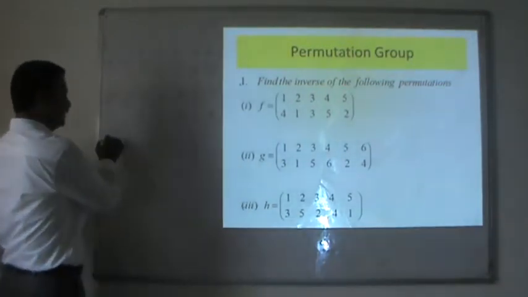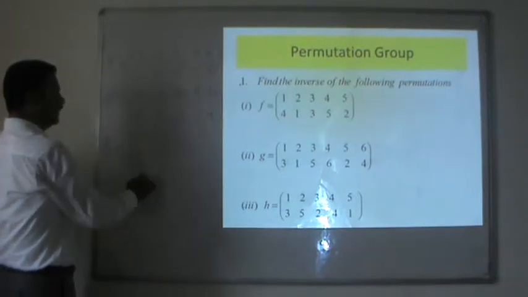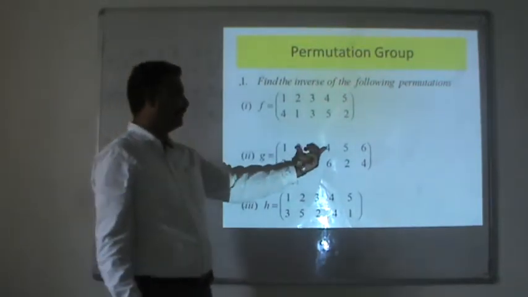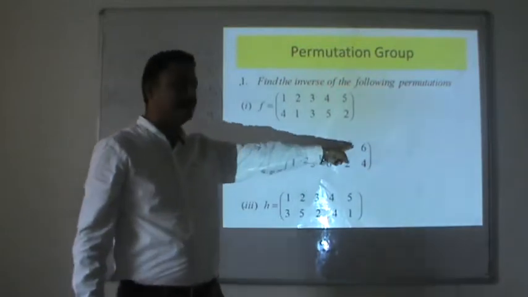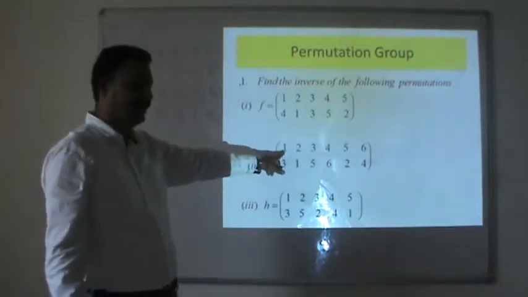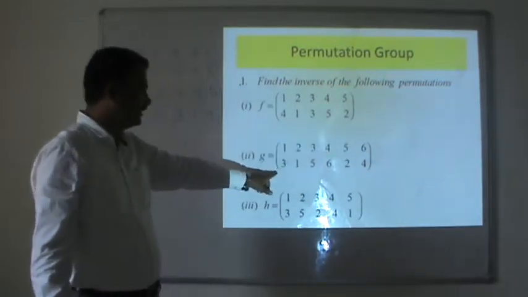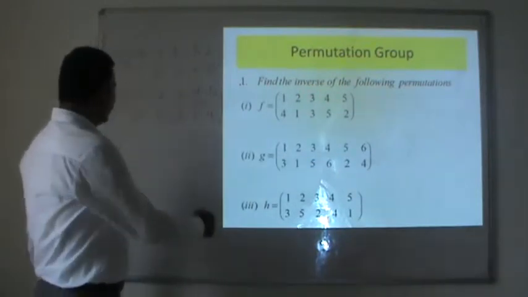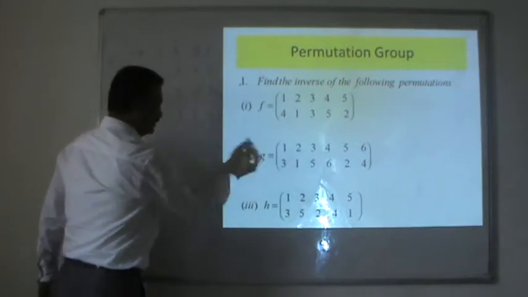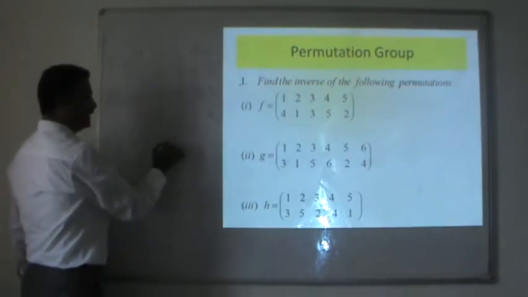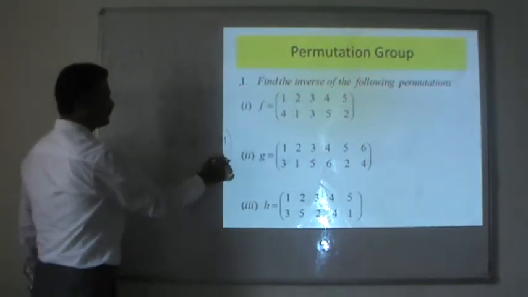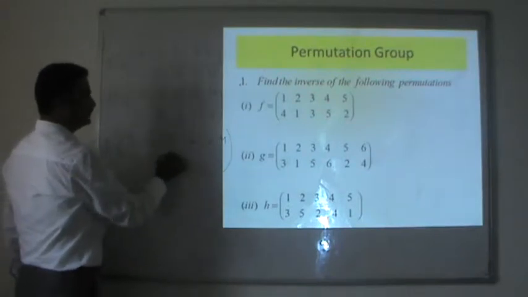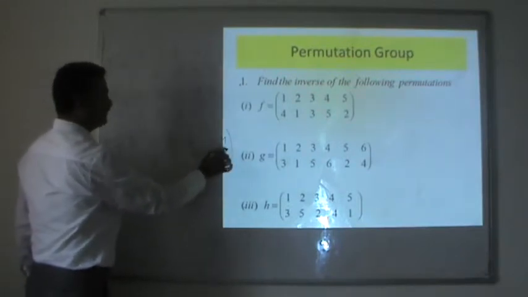Like G inverse will be, again, we interchange the rows. Here, your set consists of 6 elements. So your domain set contains elements like 1, 2, 3, 4, 5, 6. And the range set contains 3, 1, 5, 6, 2, and 4. The inverse of G will be 3, 1, 5, 6, 2, 4 over 1, 2, 3, 4, 5, 6.